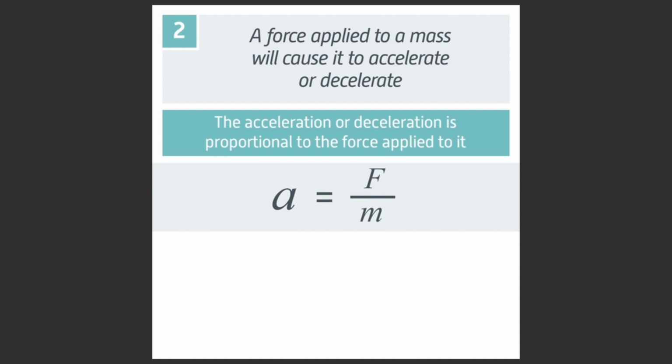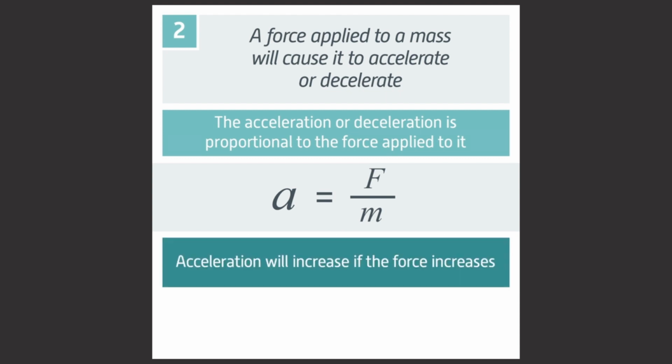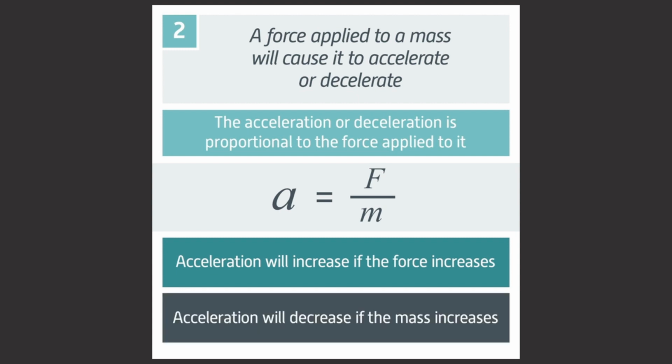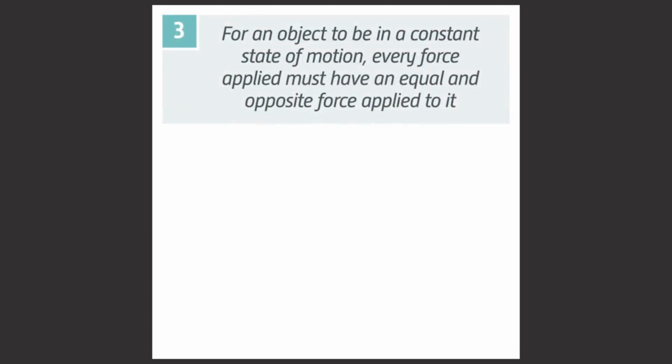This form of the equation shows that the acceleration will increase if the force applied increases, and the acceleration will decrease if the mass of the object increases. Newton's third law is, if object A exerts a force on an object B, then B will exert an equal and opposite force on A. It is the second law that you're going to look at in this investigation.